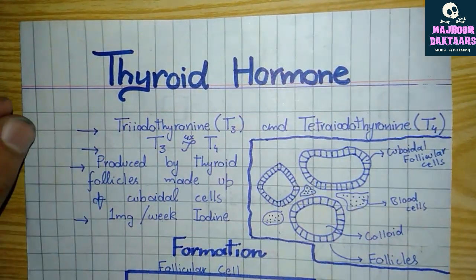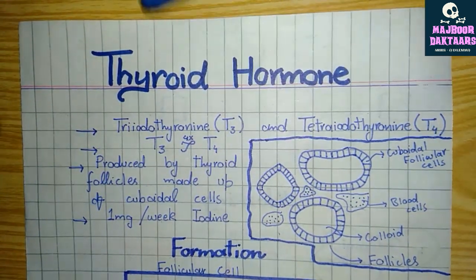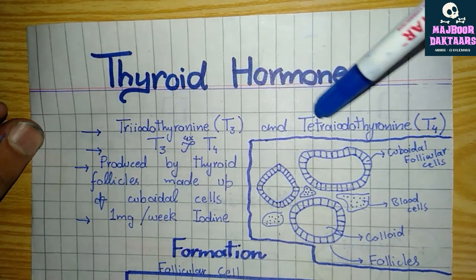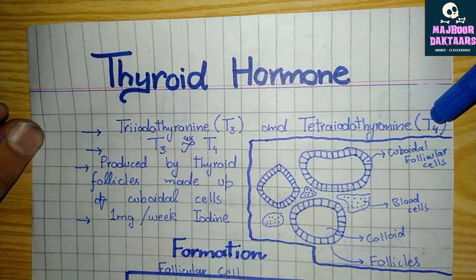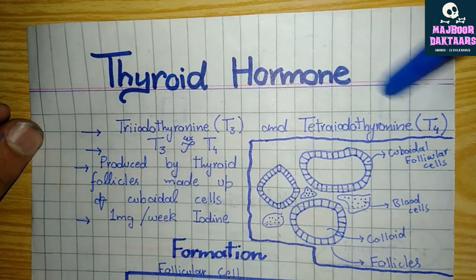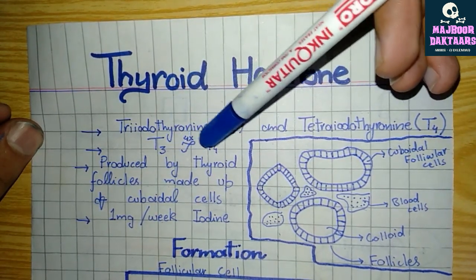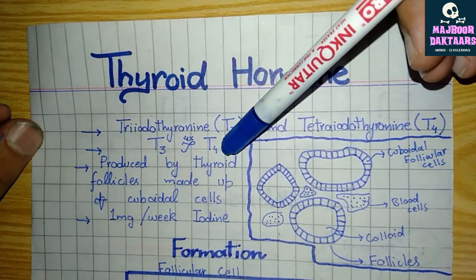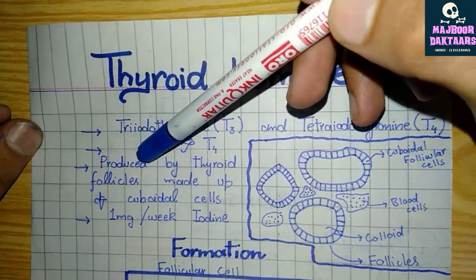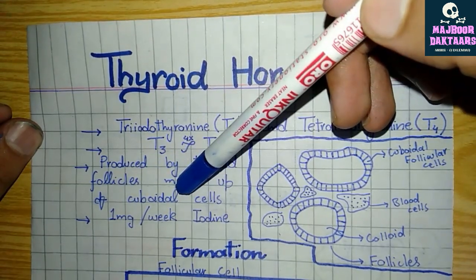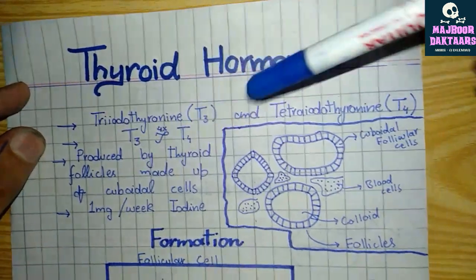Thyroid hormone. Now, thyroid hormone consists of triiodothyronine, which is T3, and tetraiodothyronine, also known as thyroxine, T4. The affinity, the working of T3 is 4 times as compared to T4. Both of these hormones are produced by the thyroid follicles made up of cuboidal cells. For explanation, let us see the diagram.